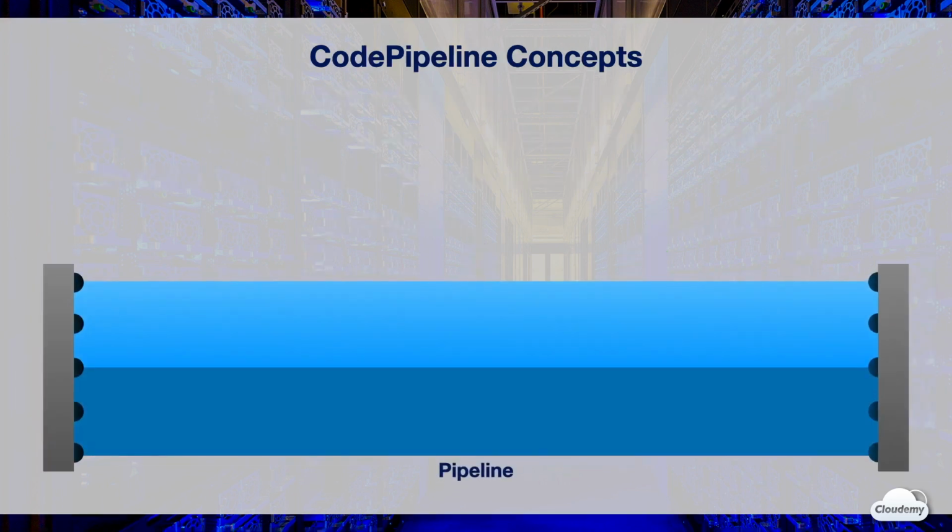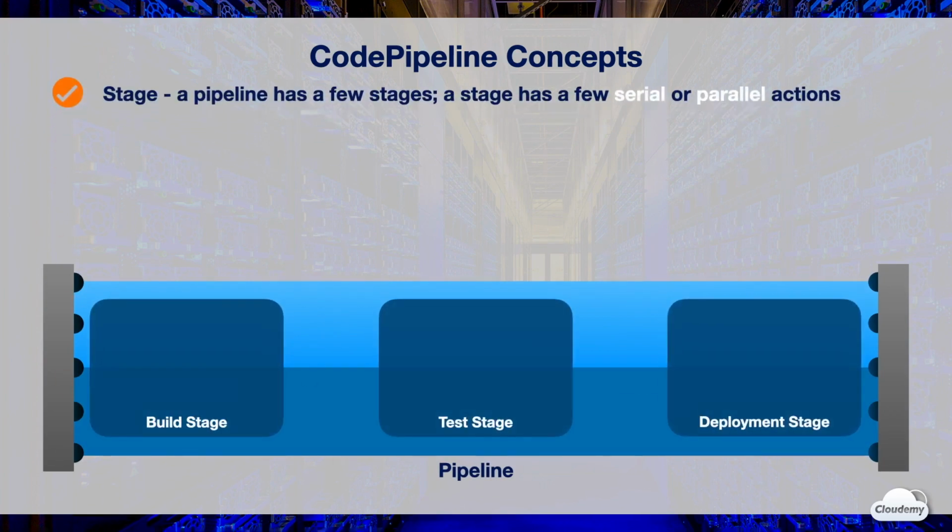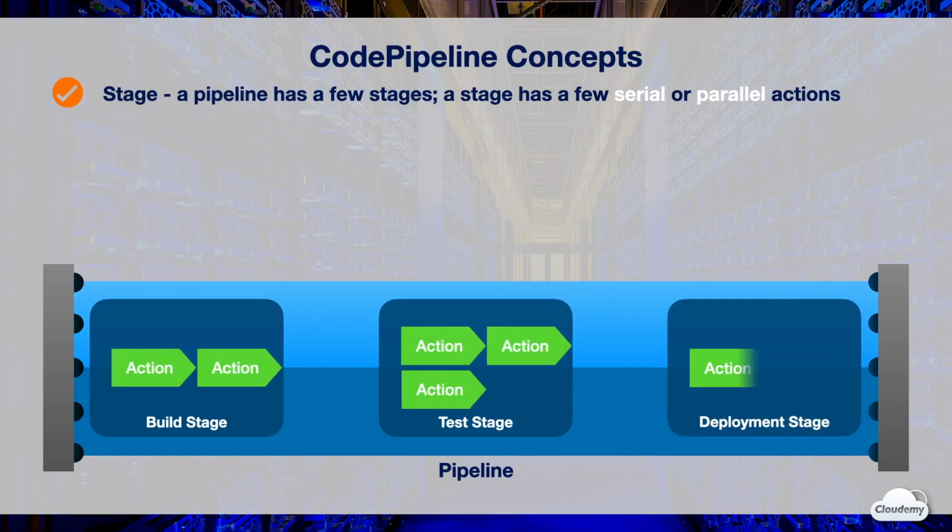A pipeline is a workflow construct that describes how software updates should be released. Each pipeline contains a series of stages. Each stage contains a series of serial or parallel actions. You can perform these actions on the application artifacts.